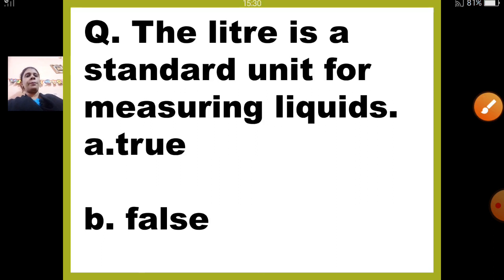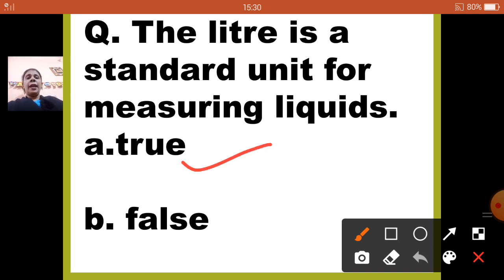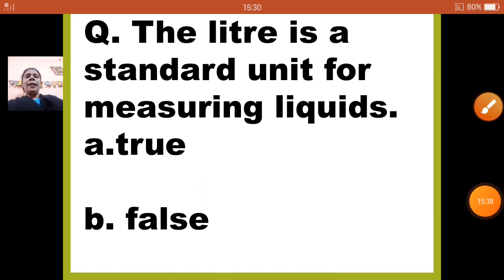That is true. The liter is a standard unit for measuring liquids. True or false? Liter is a standard unit for measuring liquid. When we measure liquid, we measure through liter. We use the unit liter. So which option we are going to take? Option A, true, because liter is a standard unit for measuring liquid.